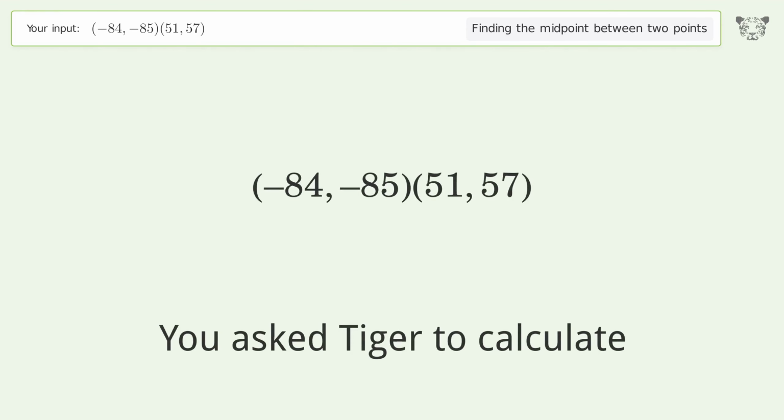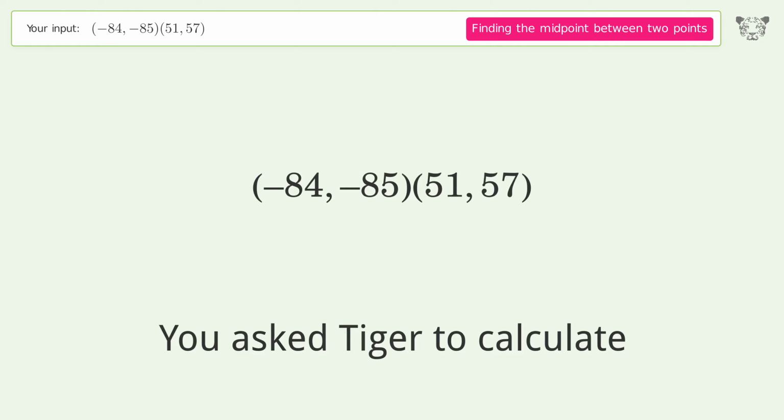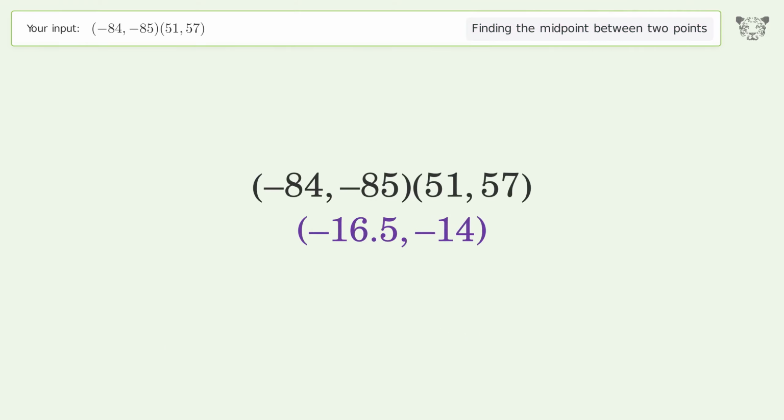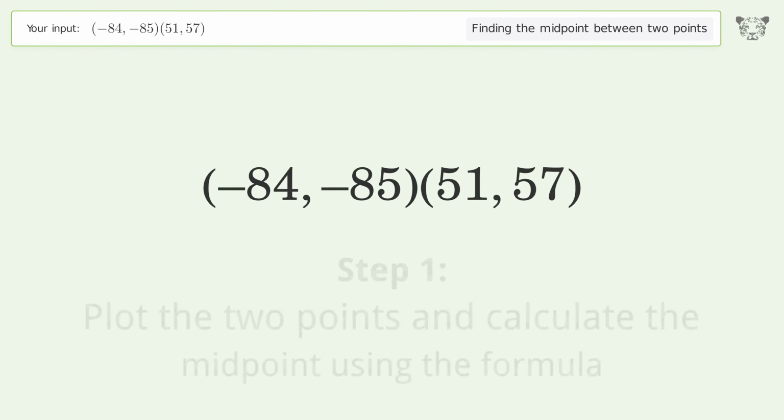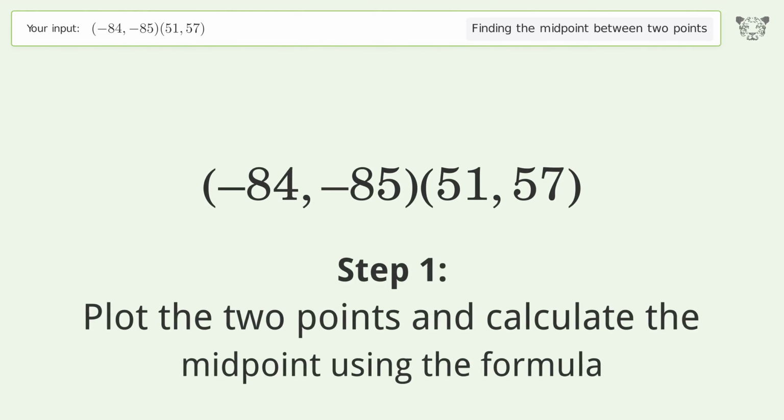You ask Tiger to calculate. This deals with finding the midpoint between 2 points. The midpoint between the 2 points is -16.5, -14. Let's solve it step by step. Plot the 2 points and calculate the midpoint using the formula.